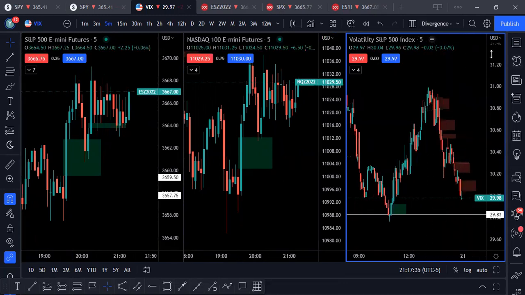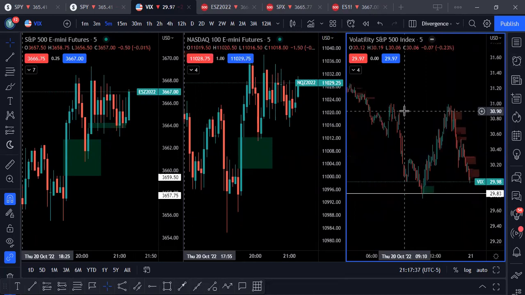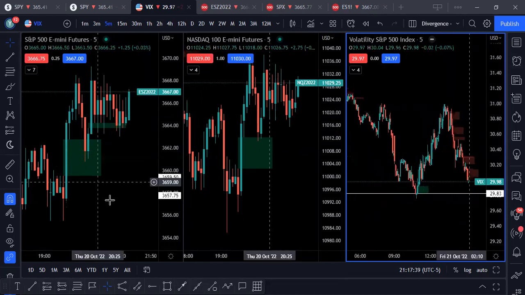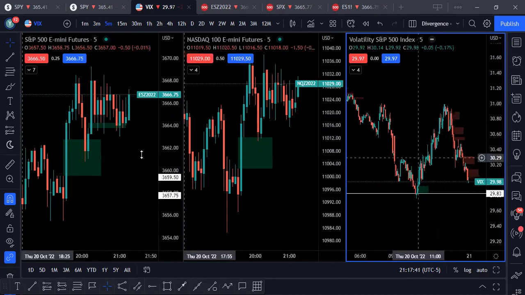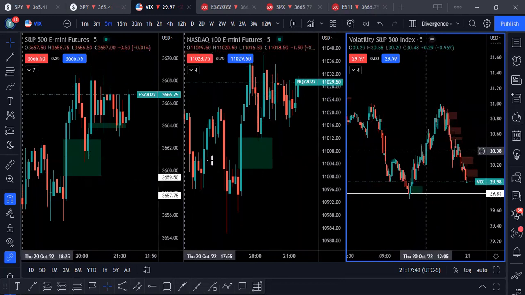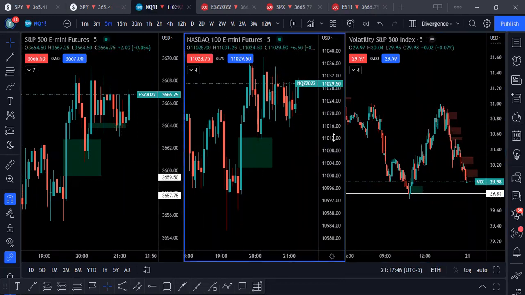Lately, the VIX has been moving a little weird. It should be at like 40. There've been a few times where SPY was dropping and the VIX was dropping too, or SPY was pumping and the VIX was pumping, which is not supposed to happen.